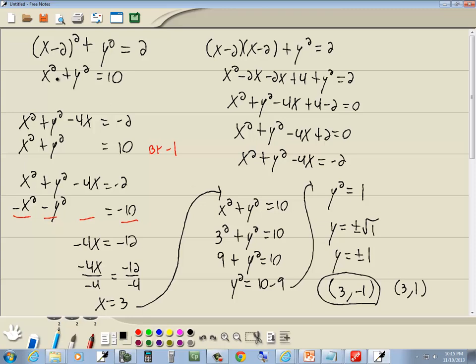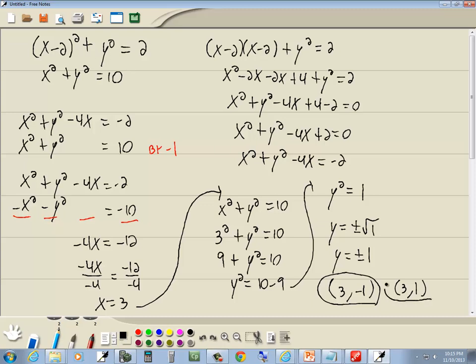Now (3, 1). If I put 3 here and 1 here, 3² is 9, plus 1² is 10. So that one checks there. If I put (3, 1) up here, 3 minus 2 is 1. 1 squared is 1. If I put 1 here, 1 squared is 1. So 1 plus 1 gives us 2.